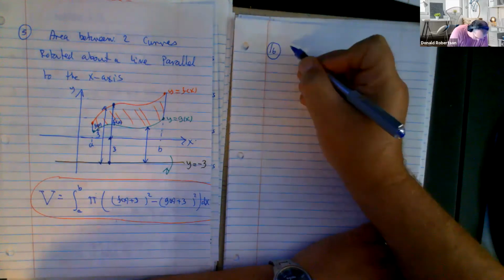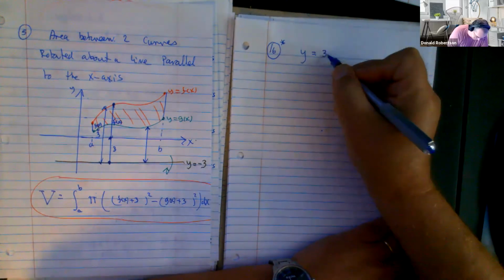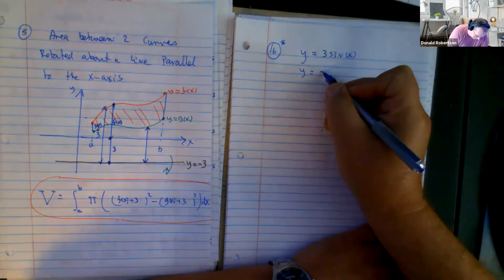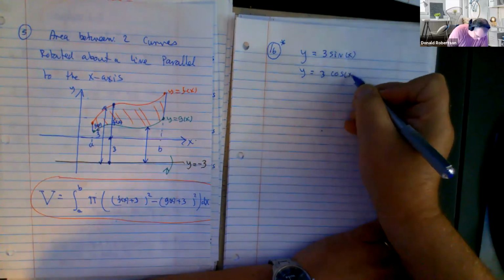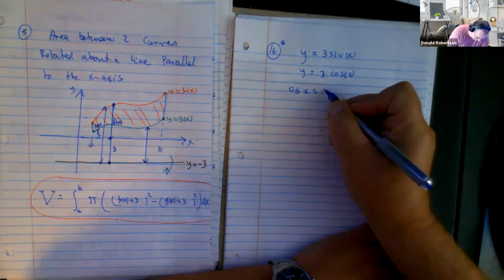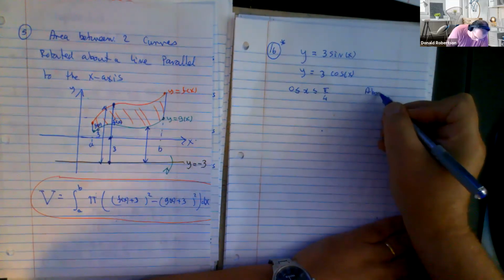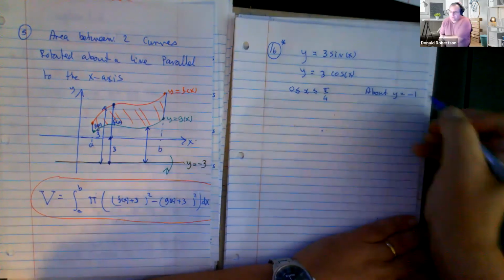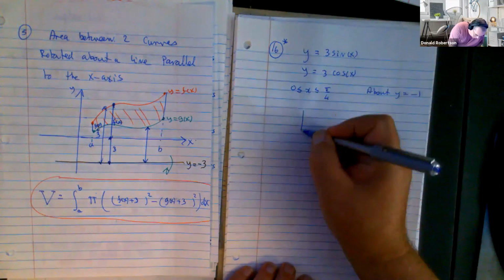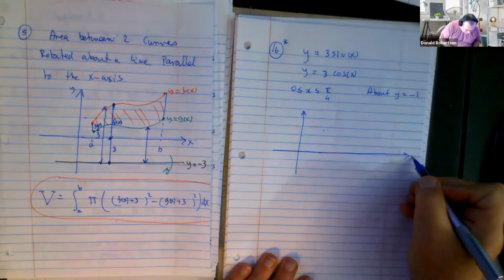Or at least a version of it. Y equals 3 sin x. Y equals 3 cosine x. And the x's have to be between 0 and pi upon 4. And the whole thing is going to be rotated about the line y equals -1. Yeah, I think I can get away with not using Desmos again. I'll try my best to make it look good.